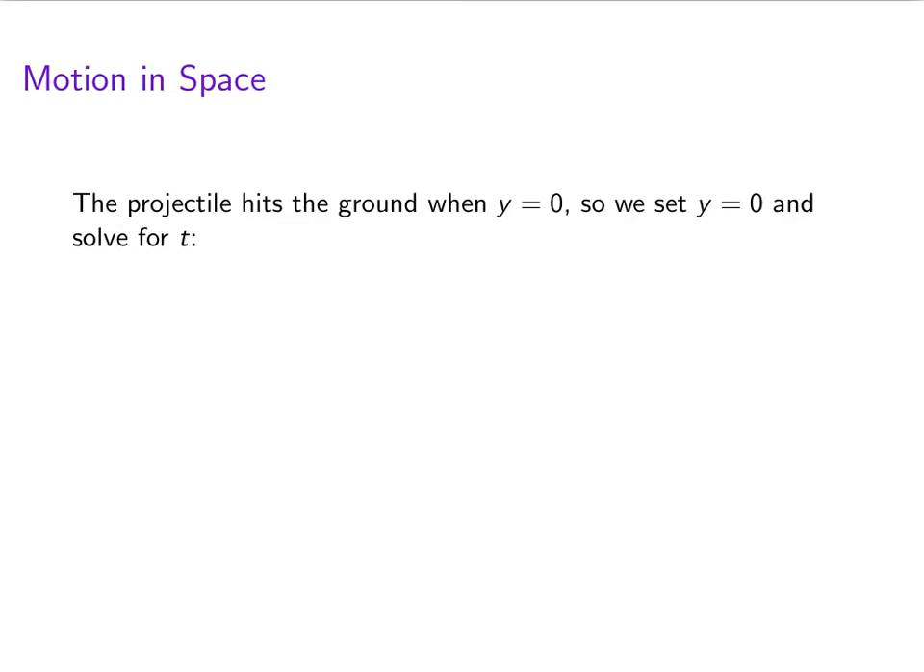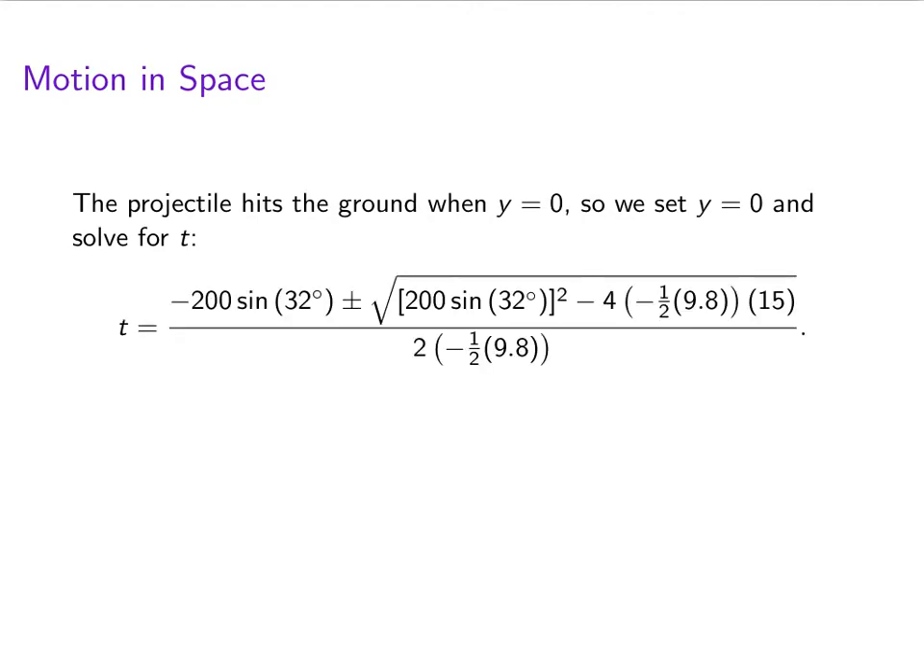Now we know that our projectile will hit the ground when y is equal to 0, so we set y equal to 0 and solve for t. We take the equation that we had before, with y equals 0, and that gives us a quadratic equation. In order to solve for t, we'll just plug everything into the quadratic formula. Wow, what a mess.